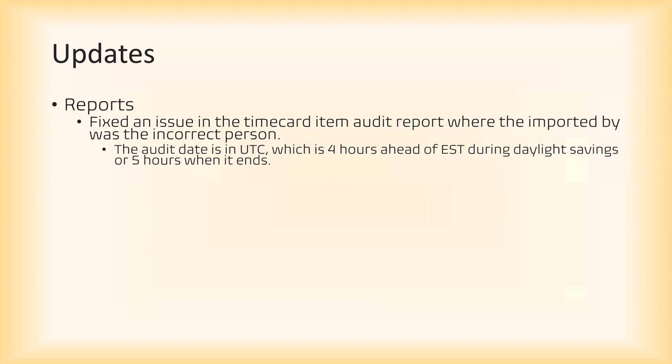Also, if you're wondering, the audit date on that time card is in UTC, which is 4 hours ahead of EST during daylight savings time, or 5 hours when it ends. So right now it is 4 hours ahead. So right now it's 10:10, I believe, then it would be 2:10 UTC. In November through February, it's 5 hours. So just so you're aware, even though you thought the employee entered it at 2 o'clock, it won't show 2 o'clock Eastern. It'll show whatever the equivalent is in UTC.